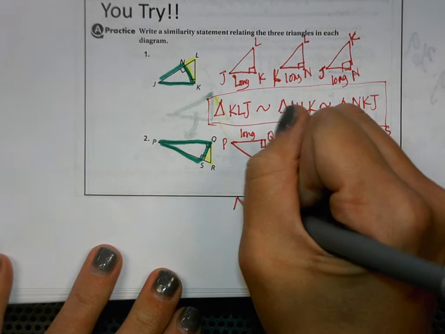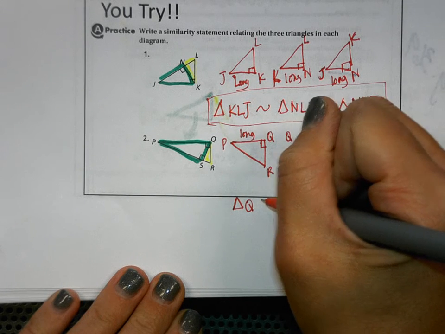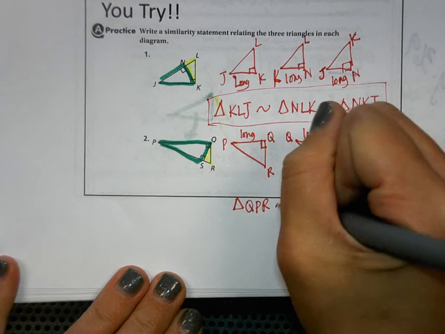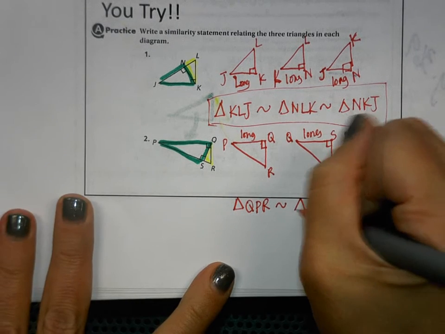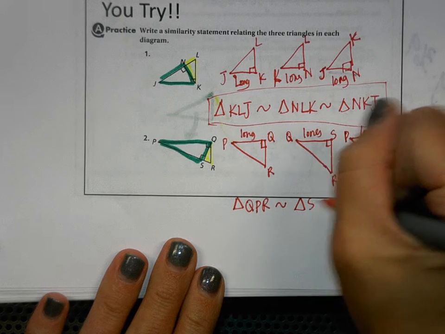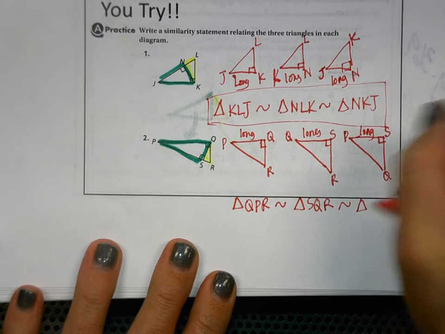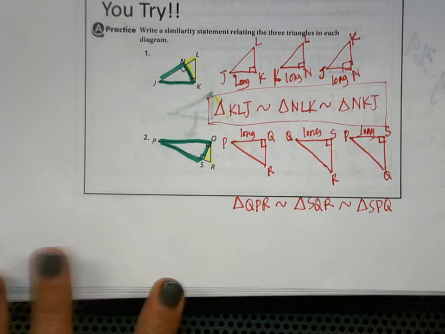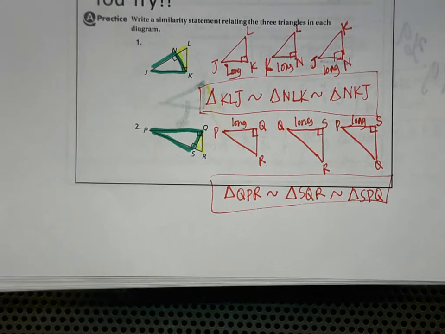I'm going to write triangle Q, P, R. Okay, you write the next one. So what's one? This one, triangle what? SQR. Very good, SQR. And then the last one will be? And that's it. Those are similarity statements. Do we have questions?